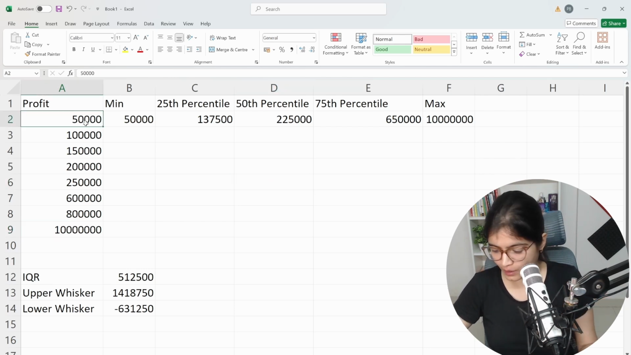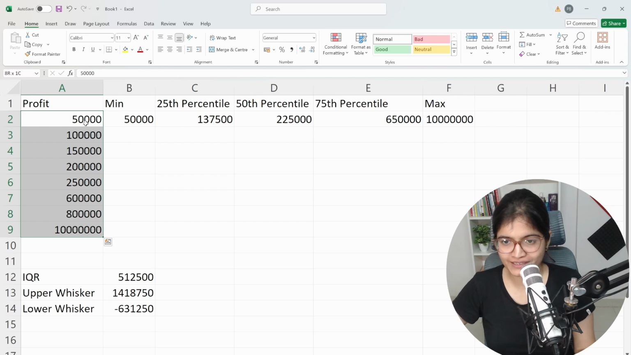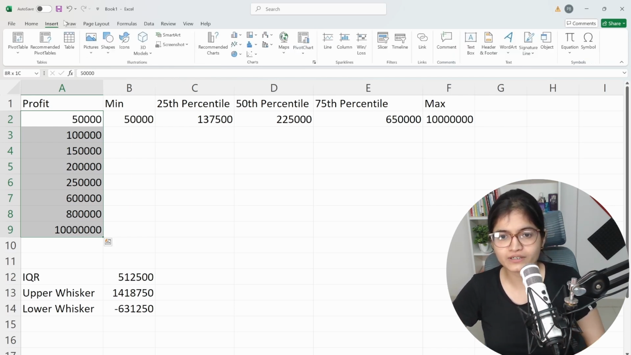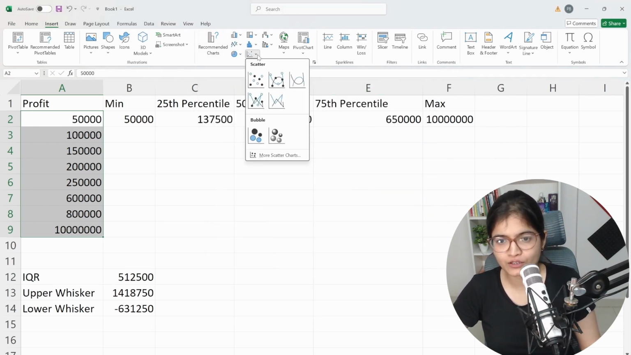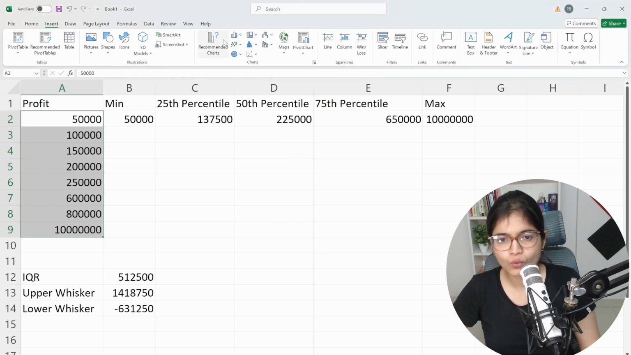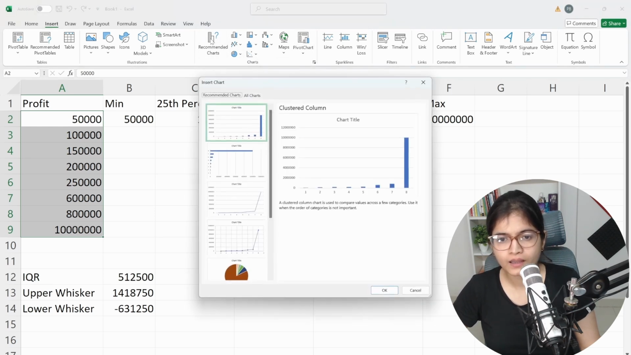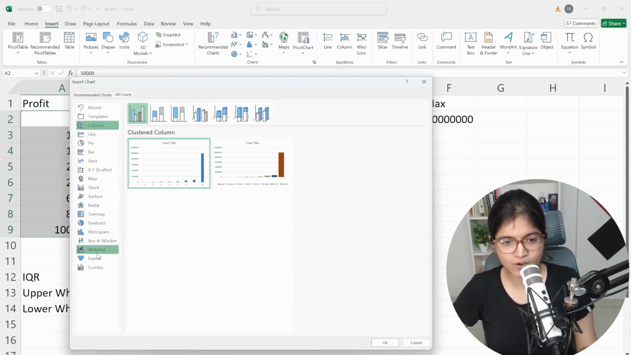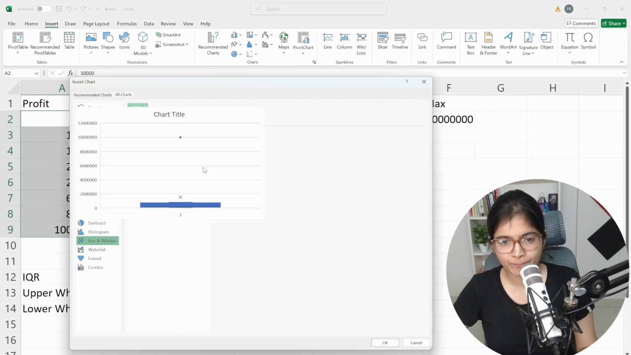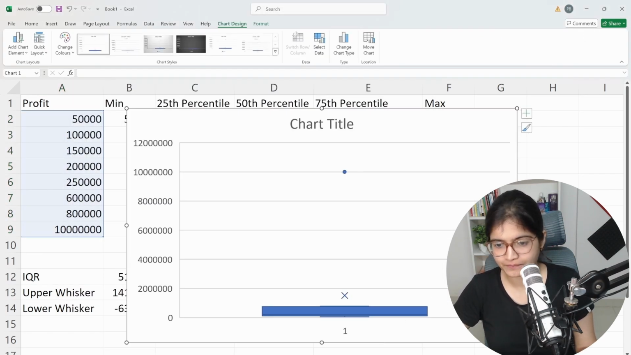So if you want to plot this as a box plot and check, what you can do is go to the insert button, recommended charts. I want to see all the charts, so I will go to the all charts part. Let me enlarge this screen. There is an option of box and whisker. So if you try to plot this, just click on OK.